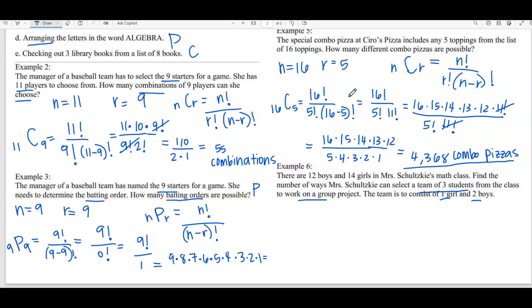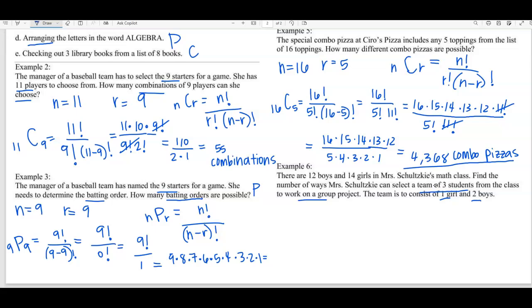So 16 factorial over 5 factorial times (16 minus 5) factorial, which simplifies to 16 factorial over 5 factorial times 11 factorial. Then we expand that, and I can cancel the 11 factorial on the bottom of the denominator. After we expand the 5 factorial, that equals 4,368 combo pizzas. So if you did that correctly, good job to you.